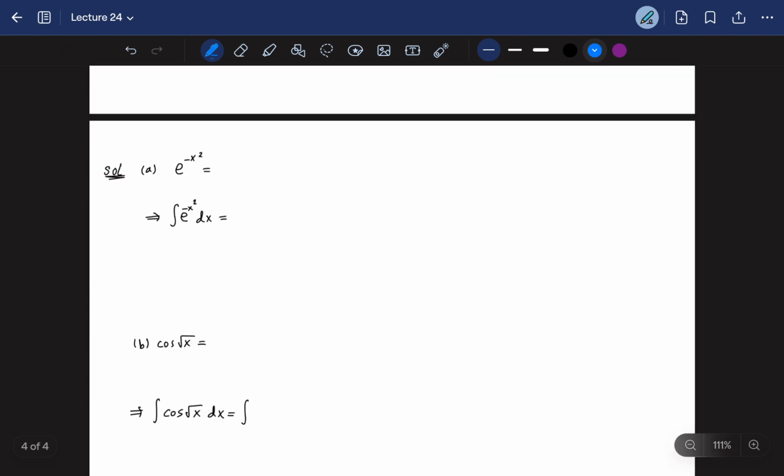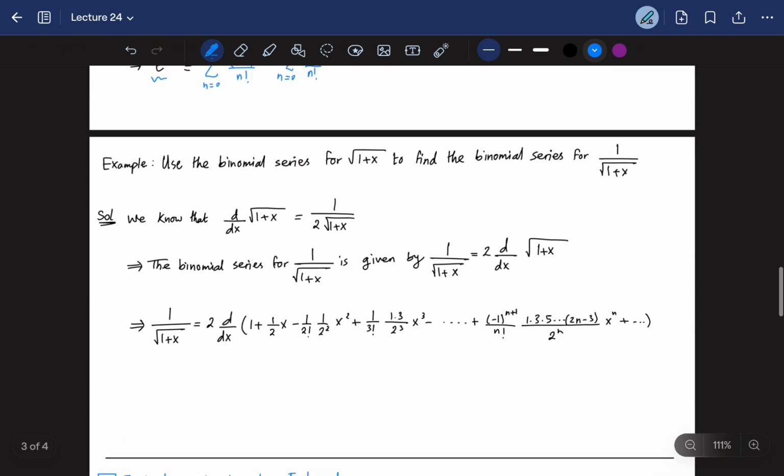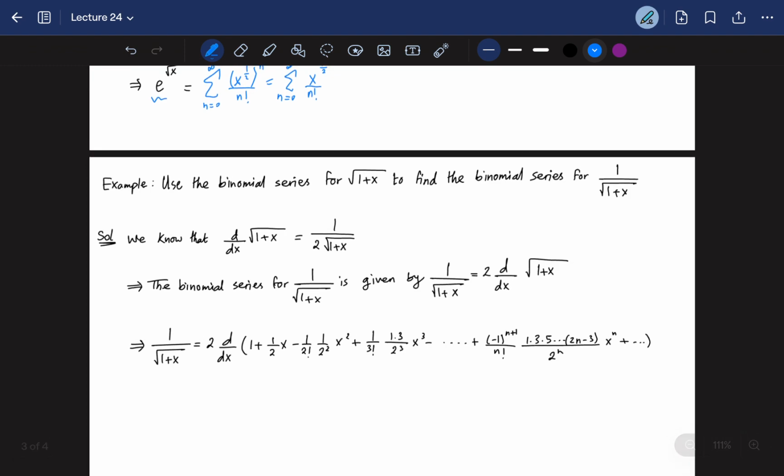Okay, now let's try to find the binomial series for this function. We're going to use the binomial series for the square root of 1 plus x and relate it to this function here to be able to find the binomial series for it. Now, if you find the derivative of the square root of 1 plus x, you already know that it's 1 over 2 times the square root of 1 plus x.